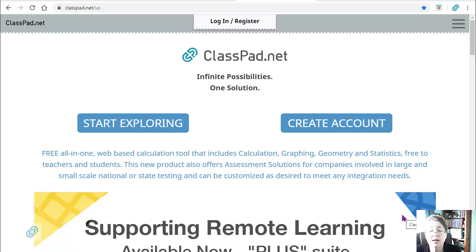Using Classpad, free dynamic math software, pretty much does whatever you need. What I love about it most is its multiple representations. I can do pictures, graphing, data, statistical plots, text, graphs, equations, all in one place without having to go to different tools. So that's a really nice thing.